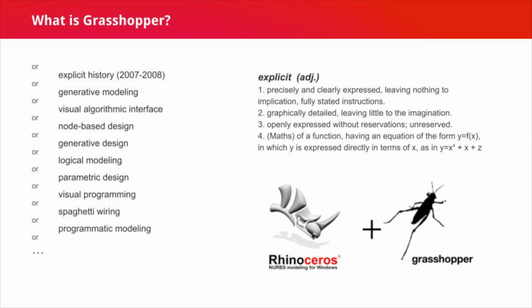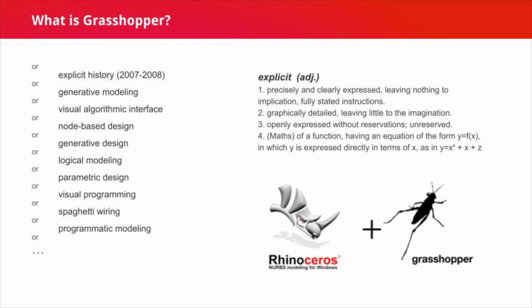So the word explicit literally means precisely and clearly expressed, leaving nothing to implication. Here's a slide that I'm sharing with you where I collected some of the names or nicknames that people have used over the years to refer to Grasshopper. Some of these are maybe more comical than others, like spaghetti wire. Some of them hint at the look of the platform. But let's also look at the definitions here, which is the definition of the word explicit. And we'll see that here in the fourth definition.